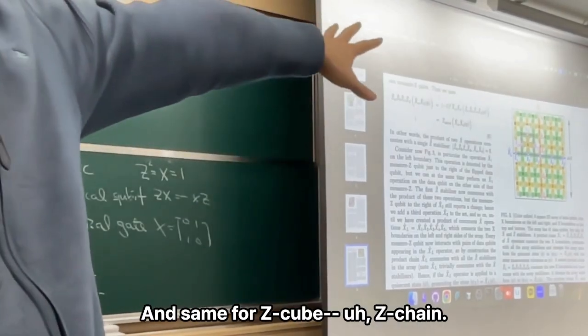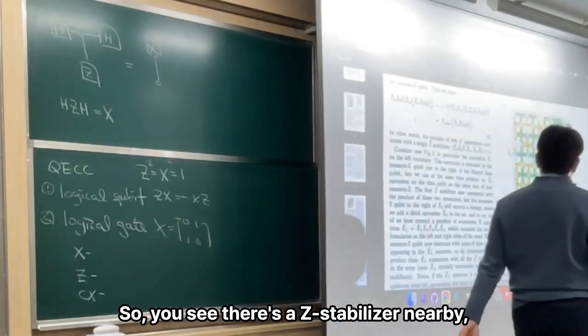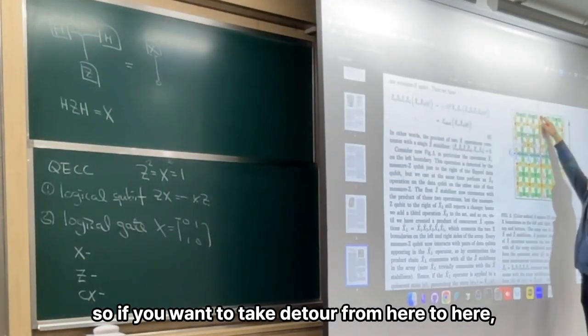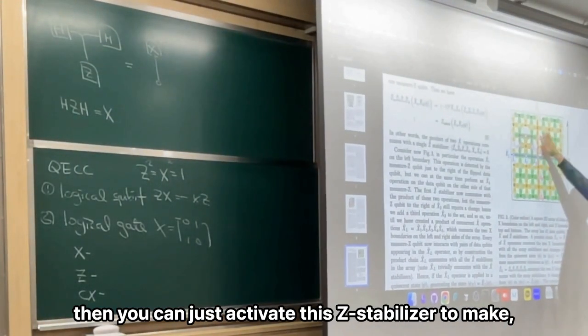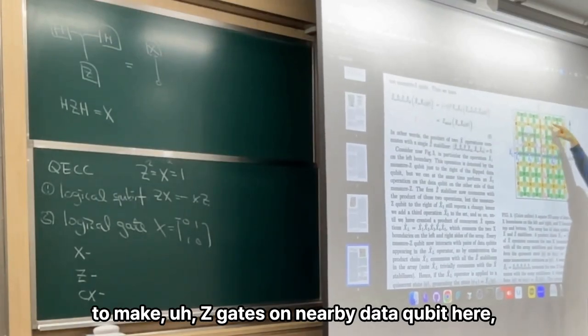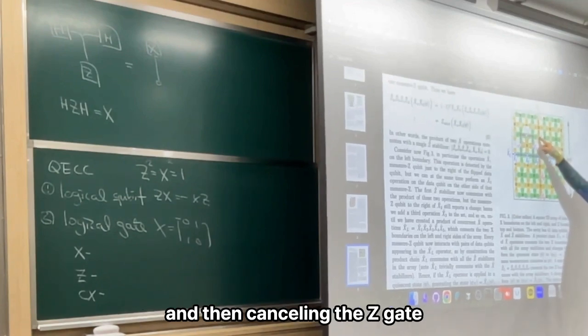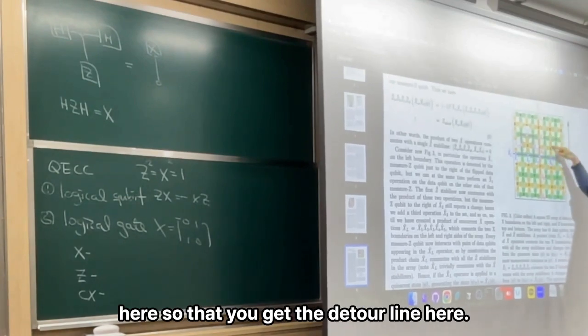And same for the Z chain. You see there's a Z stabilizer nearby. If you want to take a detour from here to here, then you can just activate this Z stabilizer to make Z gates on the nearby data qubits here, and then cancel the Z gate here, so that you get the detour line here.